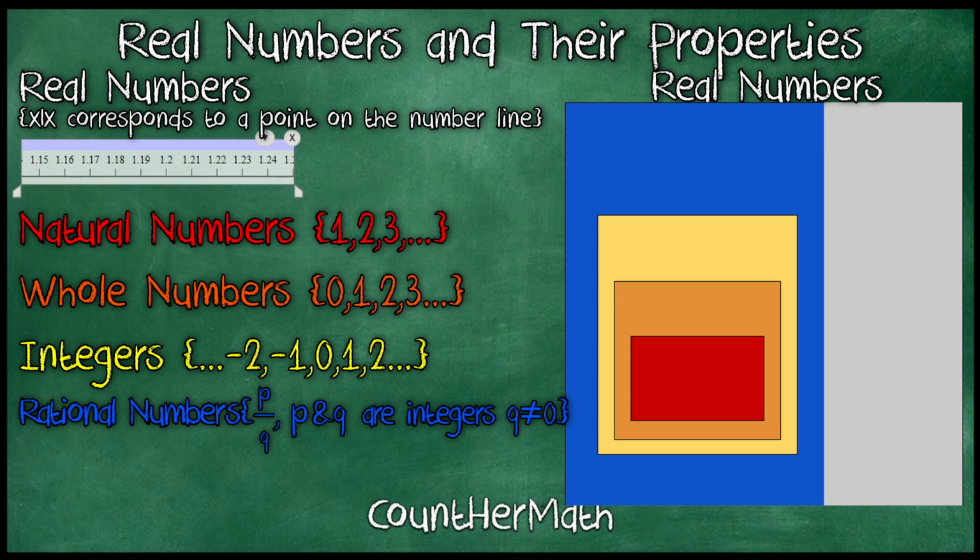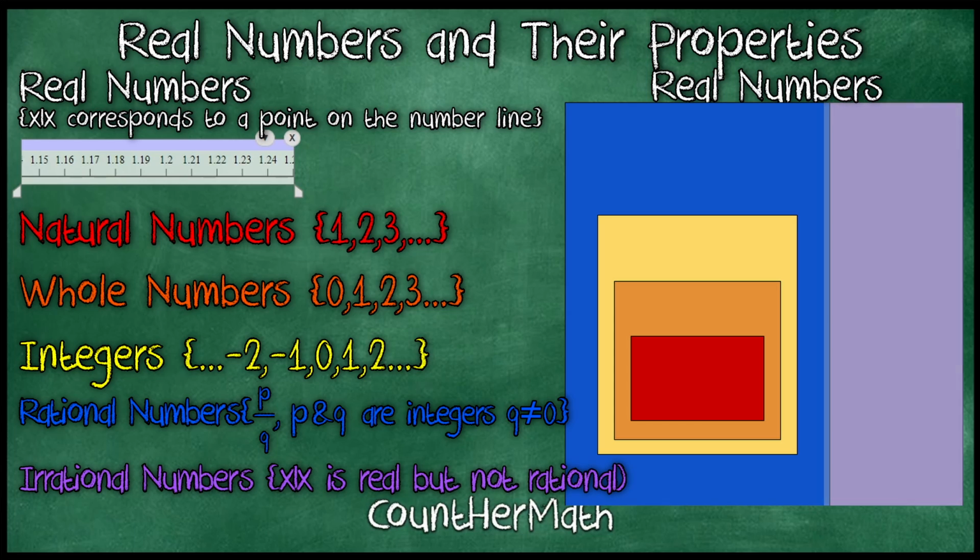Therefore, they are real, but they are not rational. We call them irrational numbers. Some examples include pi or the square root of 2. These are still under the umbrella of real numbers, but are separate from all those other sets.